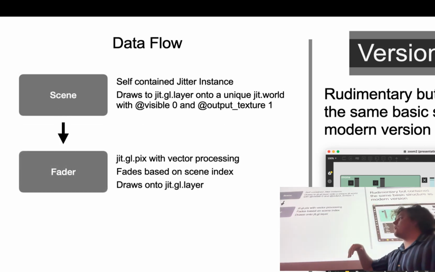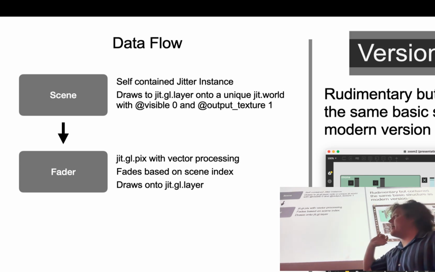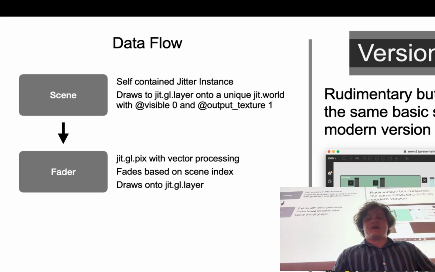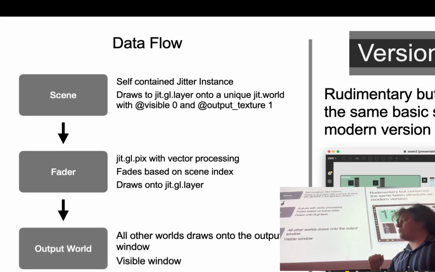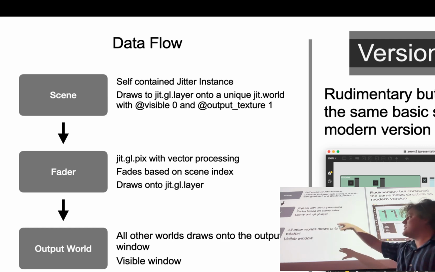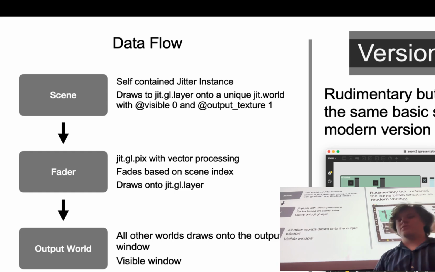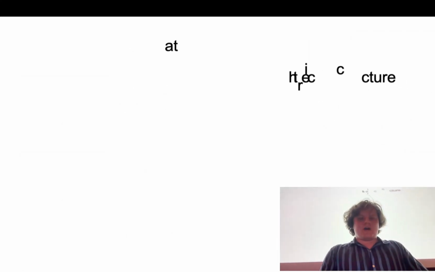That then goes into a fader module. It's just a jit.gl.pix with some vector processing, fades based on scene index, and it draws onto another jit.gl.layer, which is then put into the output world. So all worlds from each scene are drawn onto the output window, and this is the one audiences at home actually see.